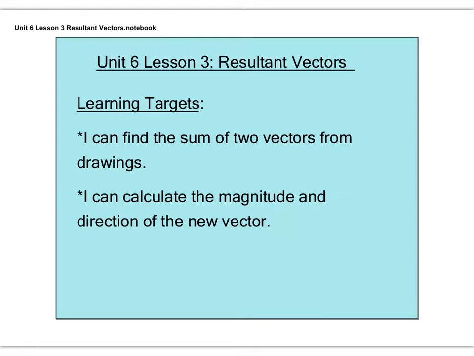Today we are going to cover Unit 6, Lesson 3, called Resultant Vectors. We've worked a little bit already with resultant vectors, especially when we use the ruler and the protractor. Today it's going to be done more with trigonometry and basic addition and subtraction properties. So at the end, hopefully you can say, I can find the sum of two vectors from drawings, and I can calculate the magnitude and direction of the new vector.